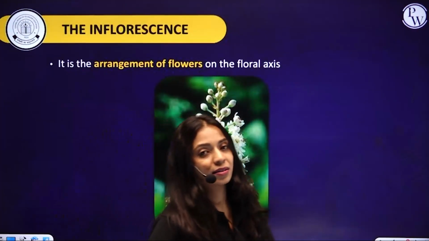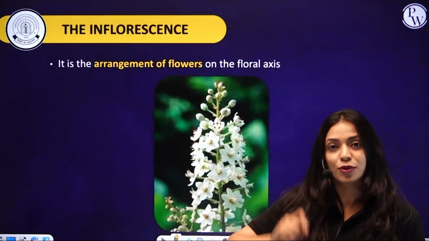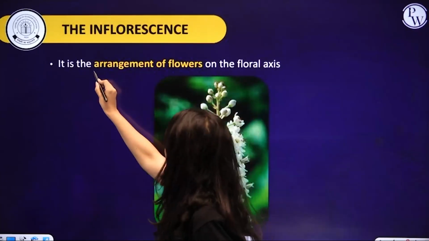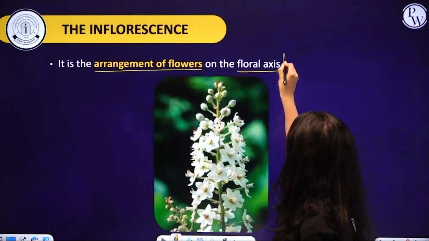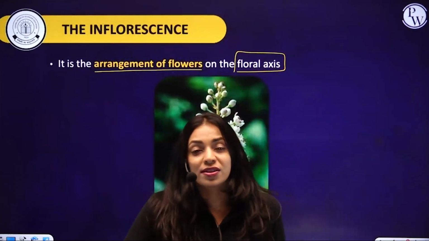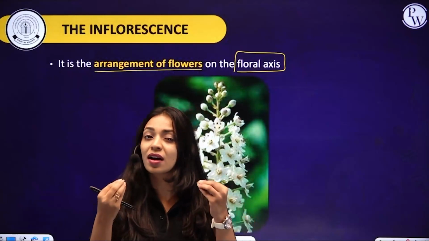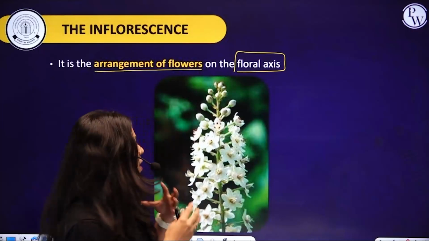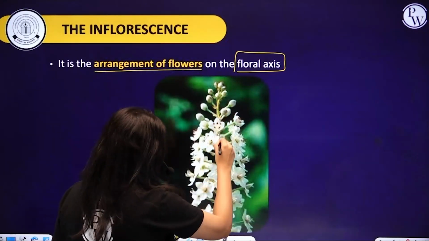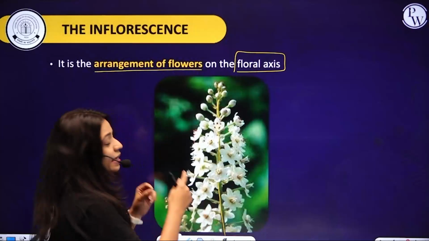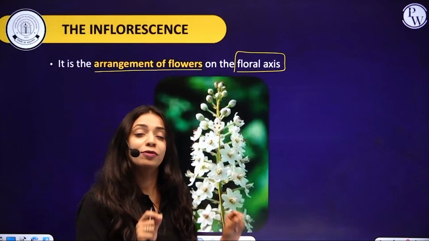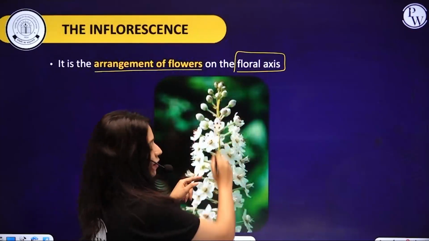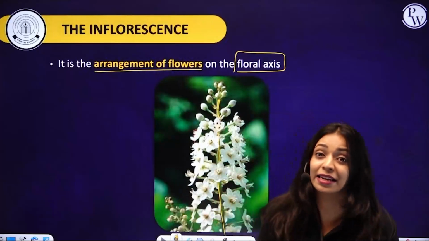Inflorescence is nothing but a group of flowers. Okay, so if you look at the NCERT textbook definition, inflorescence is defined as the arrangement of flowers on the floral axis. So inflorescence is basically how the flowers are arranged on the floral axis. Now what exactly is a floral axis? Whichever part or branch of the plant that bears the flowers is called the floral axis. So the arrangement of these flowers on the floral axis that I've highlighted here is what we call inflorescence.